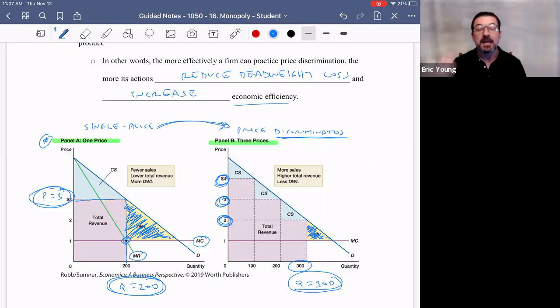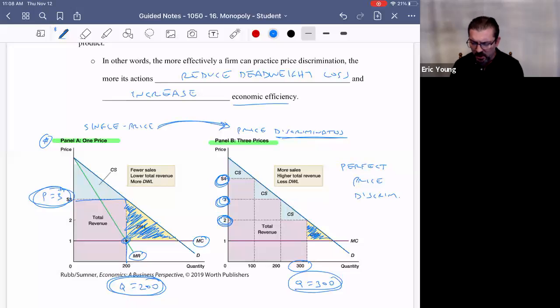And in fact, if you were to have a situation, which is very rare economically, of what we called perfect price discrimination, in other words, if the monopolist was able to determine what each and every single customer was willing to pay and charge that customer the exact perfect price that they're willing to pay, we would actually get rid of all dead weight loss. Not bad.